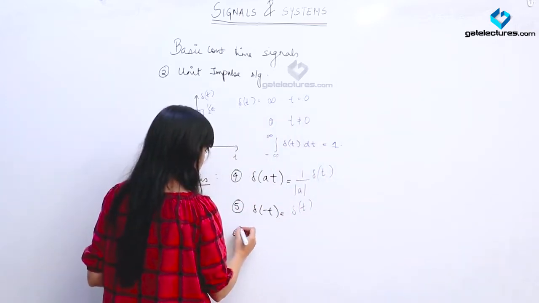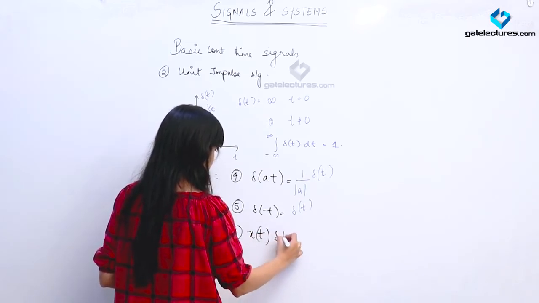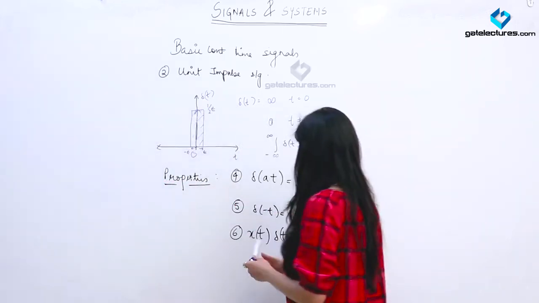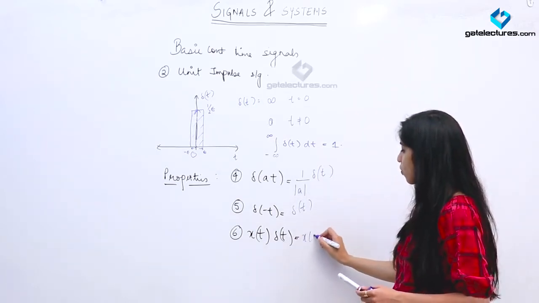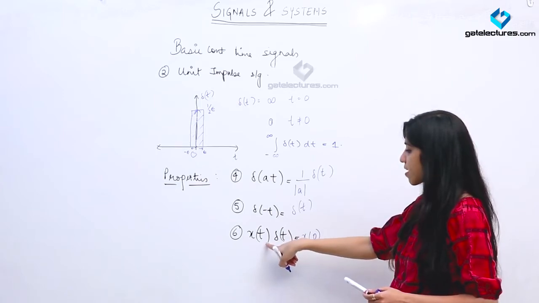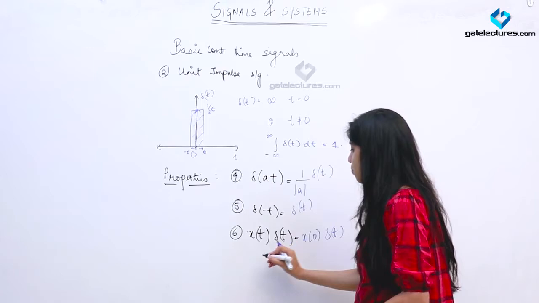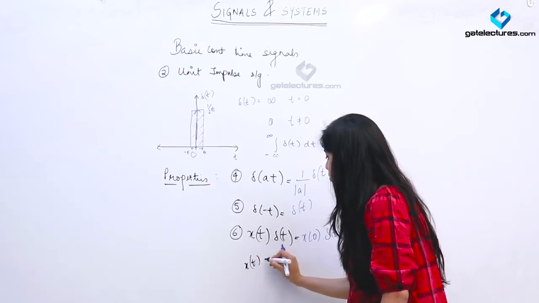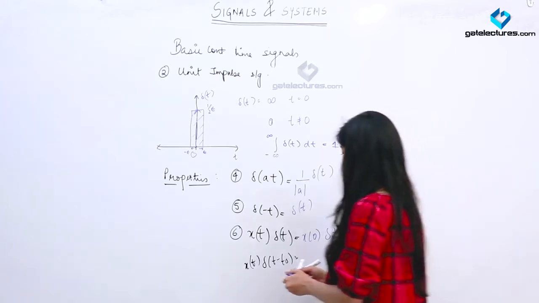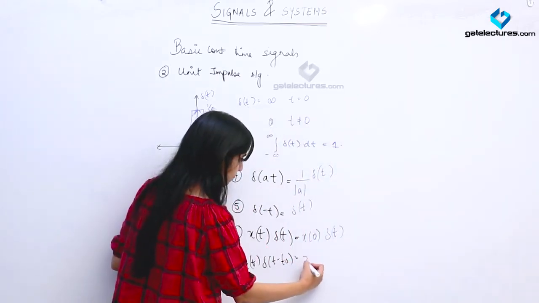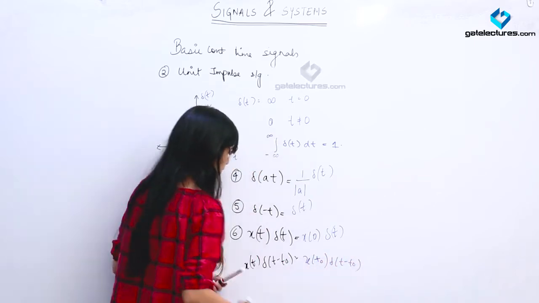Then there is one more property known as sampling. What happens when you multiply any function with this delta function is that you are going to have the sample of the function at time equal to 0, times the delta function. Similarly, if you multiply any function with the time shifted delta function, you are going to have the sample of that function at the shifted time, times the delta function itself. Fine.